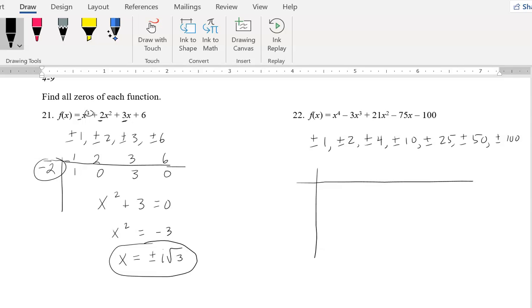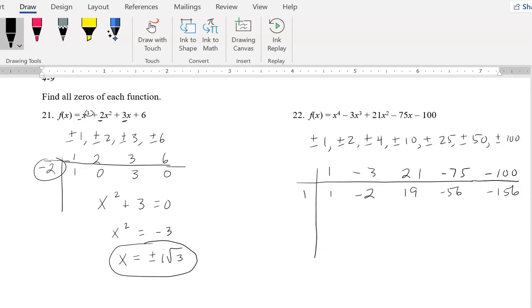Which gives us a 0 remainder. The coefficients are 1, -3, 21, -75, -100. So I usually just start small. I'll start with +1. 1 times 1 is 1, plus -3 is -2. -2 plus 21 is 19. 19 plus -75 is -56. And -56 plus -100 is -156.